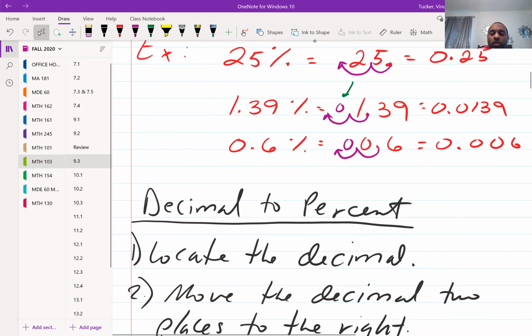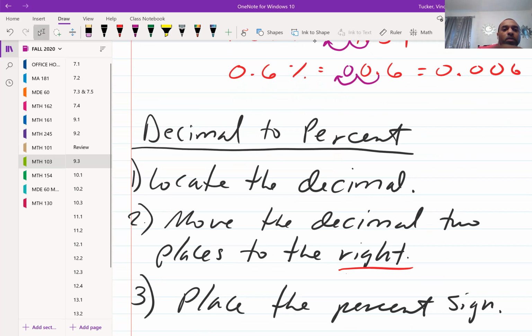All right. Let's look at decimal to percent. All right, decimal to percent. Locate the decimal, and this time we're basically doing the reversal of what we just did with percent to decimal. Locate the decimal, move the decimal 2 places to the right, and then place your percent sign.